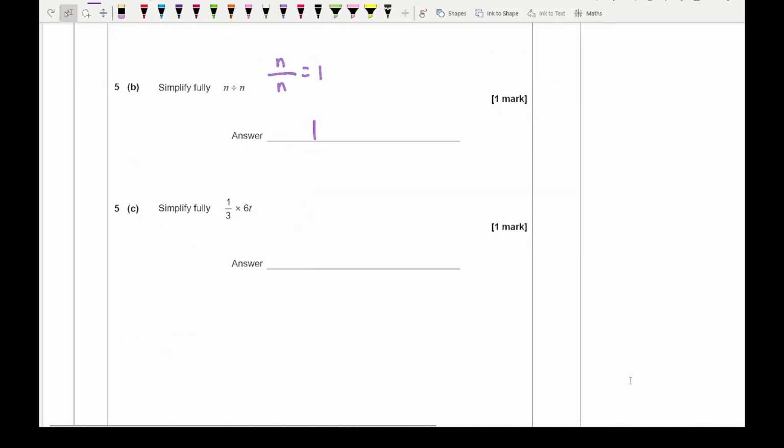Then for 5c, simplify fully, so we've got 1/3 times 6t. Well, if I write the question out, and then I convert the 6t into a fraction, because we like multiplying fractions with fractions, and then the rule of multiplying fractions is we multiply the 2 numerators together and the 2 denominators together, so we get 1 times 6t, which is 6t, 3 times 1, which is 3, and then the 6 and the 3 cancel out, so we can divide the 6 by 3, which is 2, leaving us with a final answer of 2t.